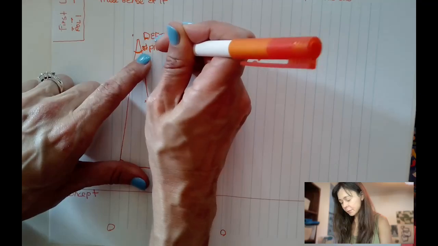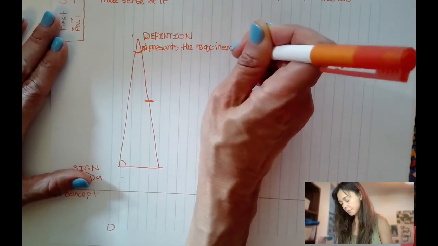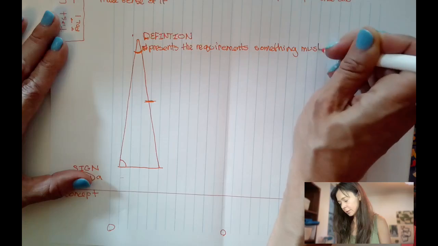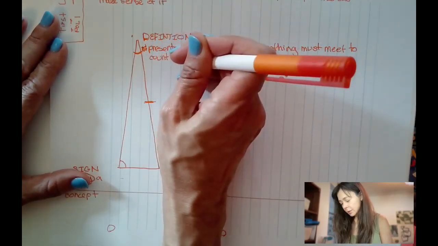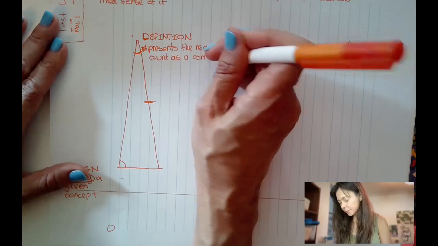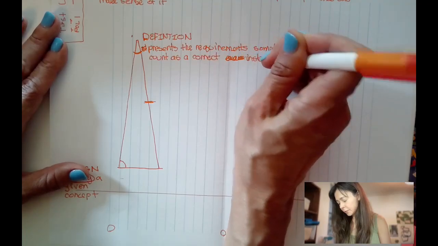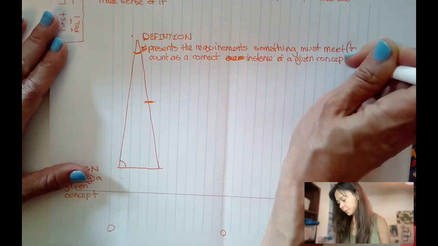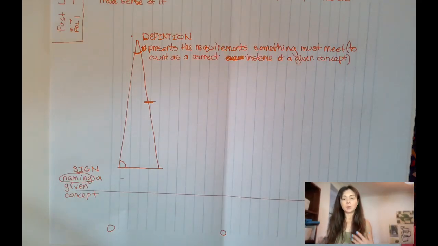Let's say it presents the requirements something must meet to count as, and I actually want to put parentheses here, to count as a correct example. Actually, I don't want to say example, let's say instance of a given concept. Okay, so the job of the definition is that it presents the requirements something must meet to count as a correct instance of a given concept.